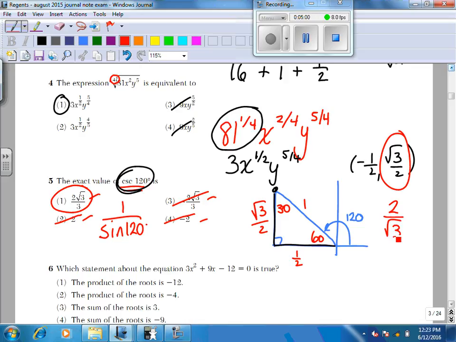So cosecant will be 2 over square root of 3, but we can't leave that square root of 3 in the denominator, so we need to rationalize it, and that's where that comes from. Okay. But again, be smart about using your calculator.